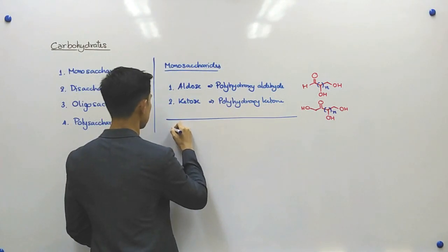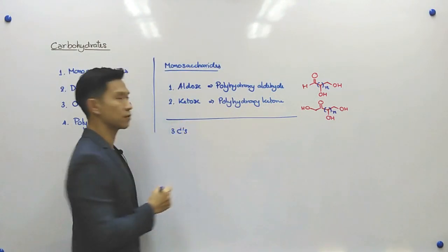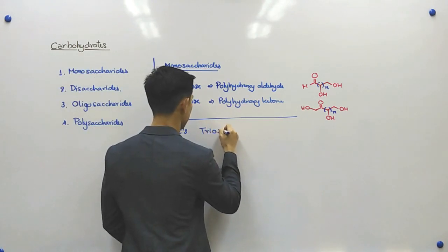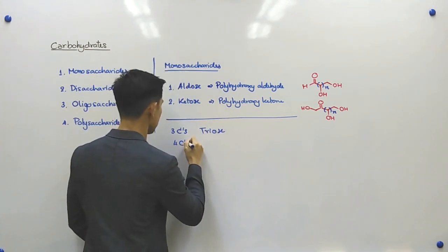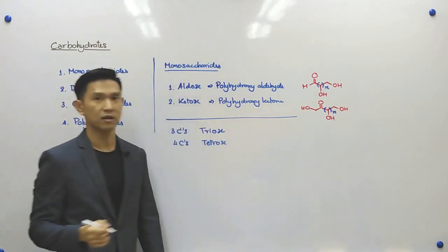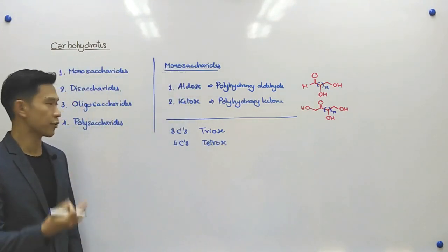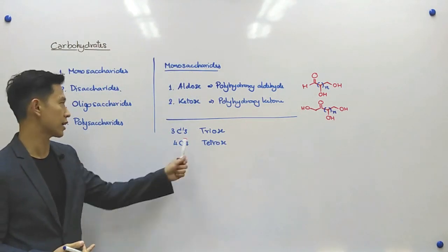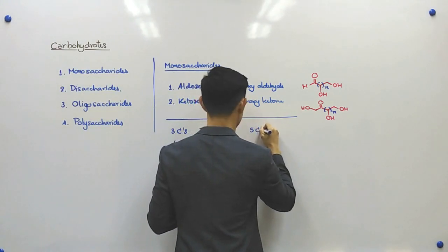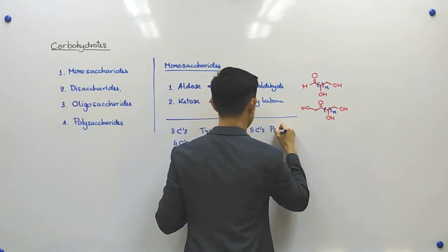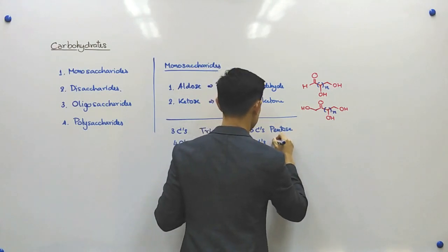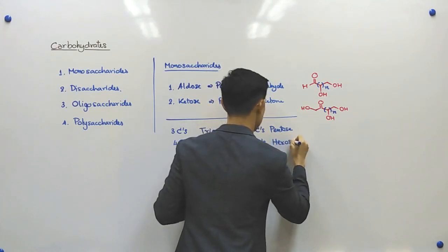So if we have 3 carbon in the molecule, we call this a triose sugar. If we have 4 carbons in the molecule, we call this a tetrose sugar. Tri is 3, tetra is 4, right? So we have triose, tetrose. If we have 5 carbon in the molecule, we call them pentose sugar. And if we have 6 carbon in the molecule, we call it hexose sugar.